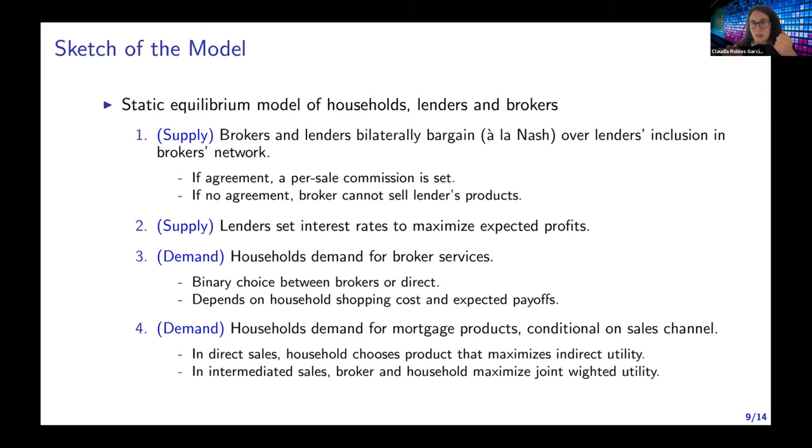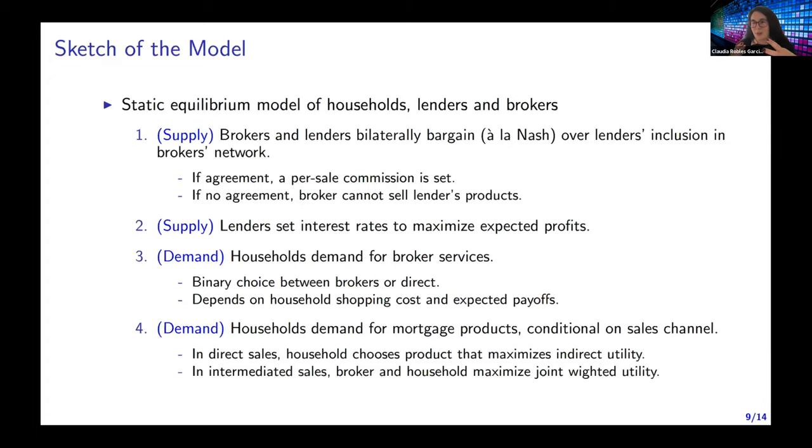Consumers going to brokers are going to face a different problem, because now instead of having one agent making the decision, you're going to have two agents. So I'm going to model this interaction between the broker and the consumer as a weighted average of their joint utilities. The idea is that broker and consumer meet, and they're going to choose the product that maximizes the weighted average of their joint utilities. Now, what's key here is that if the broker was perfectly benevolent, the broker would maximize only the consumer's utility. Therefore, if I find that the broker also puts weight on its own utility, I'm going to interpret this as an agency problem.